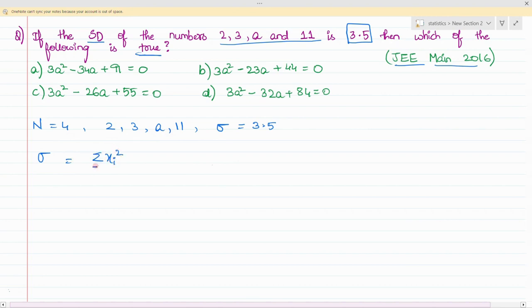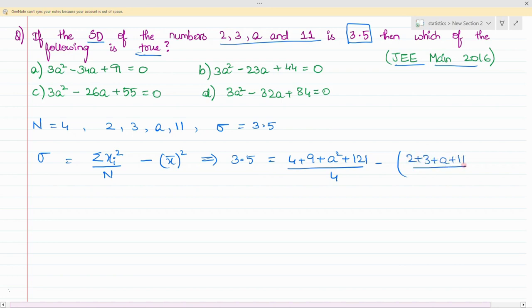So what is the formula for standard deviation? Sigma xi square upon n minus mean whole square. So just use this. 3.5 is equal to sigma xi square, so square all the numbers. 2 square 4, 3 square 9, a square, and 11 square is 121, upon 4 minus, what is the mean? Sum of observations, that is 2 plus 3 plus a plus 11 upon the number of observations, that is 4, whole square. And this comes under root.